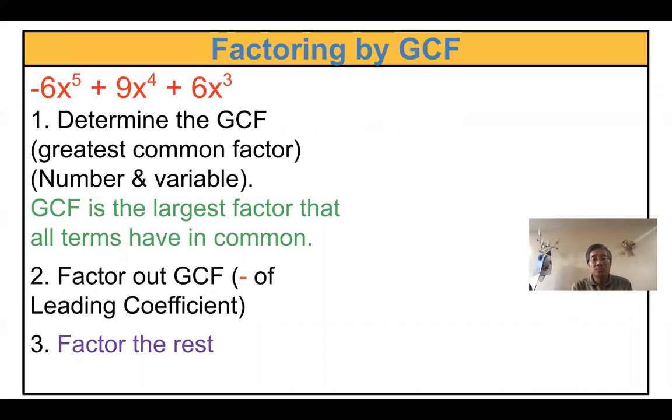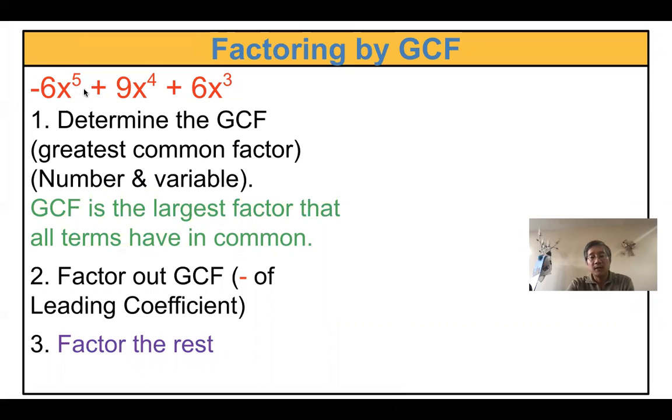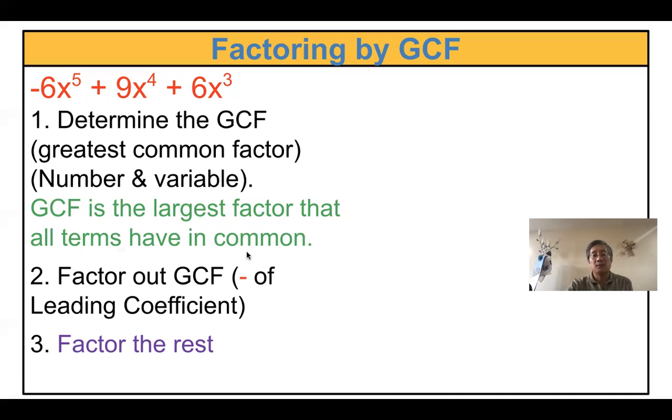So you separate into two parts, number part and variable part, and put them together. That's what we are going to do, okay? Number and variable. So the numbers 6 and 9, right? What is the common? They have 3 as a common. But if you see a negative for the leading coefficient, the coefficient of the highest degree, we call it the leading coefficient. If this is negative, you should also take out the negative as a factor, all right? So negative and the number part is 3, right? How about the variable? x, x, x. Everything has x.